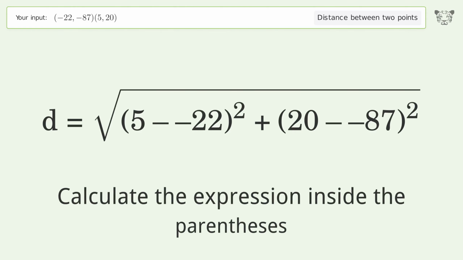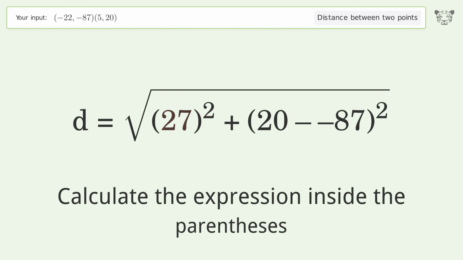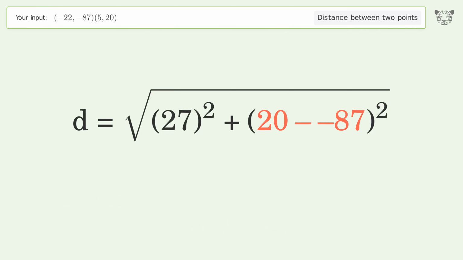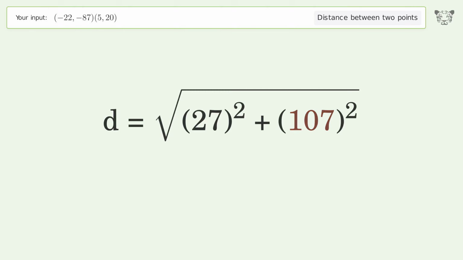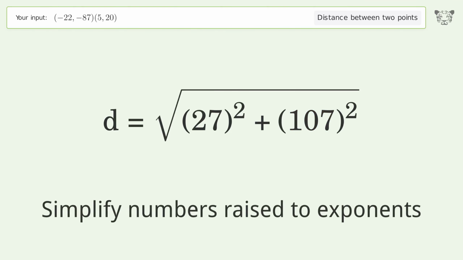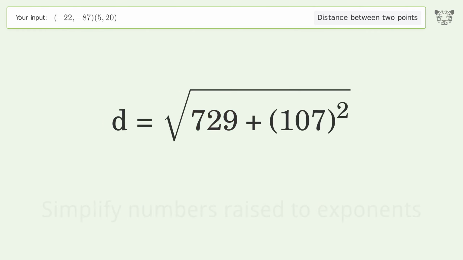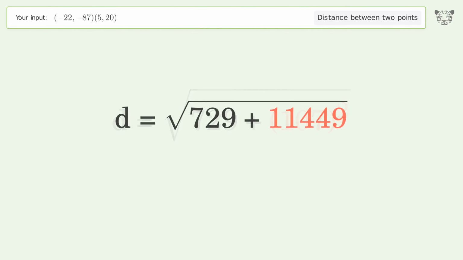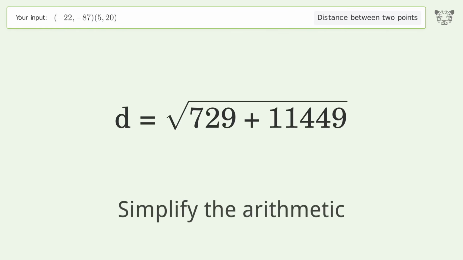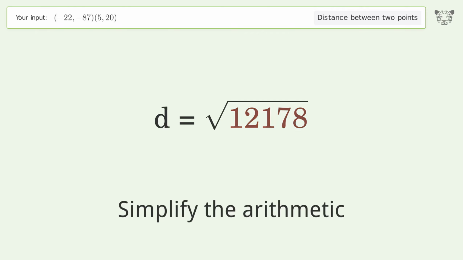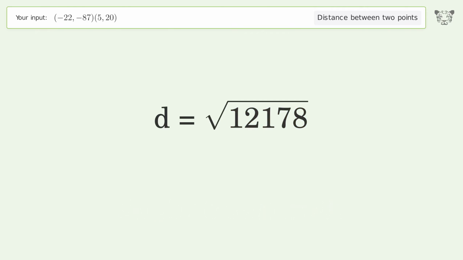Calculate the expression inside the parentheses. Simplify numbers raised to exponents. Simplify the arithmetic. And so the distance between the 2 points is the square root of 12,178, or 110.354.